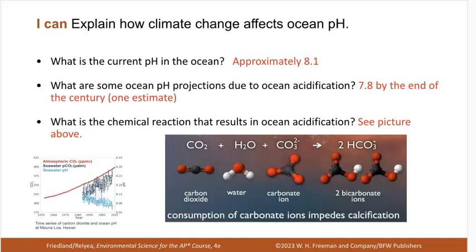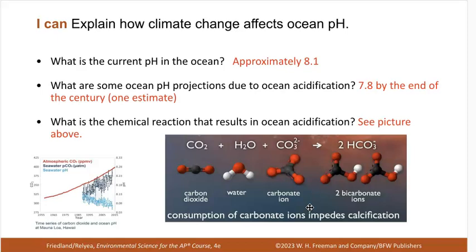The current pH is 8.1. The projection by the end of this century is about 7.8. That's just one estimate. Again, there are a lot of computer models and a lot of uncertainty. What's the chemical reaction? It's right here. So you can go ahead and write that in your study guide.